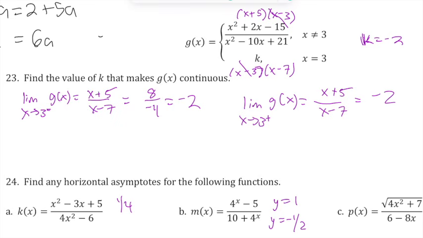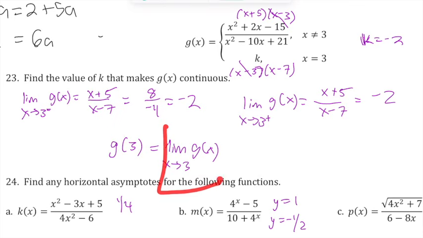So basically, the left and right-hand limit are negative 2. So the limit's negative 2. And we also need to plug in 3, because again, the value at 3 has to be equal to the limit at 3. So this is just going to be k equals negative 2.